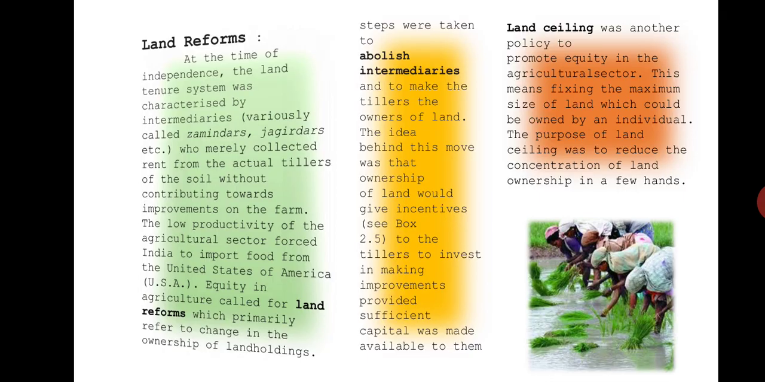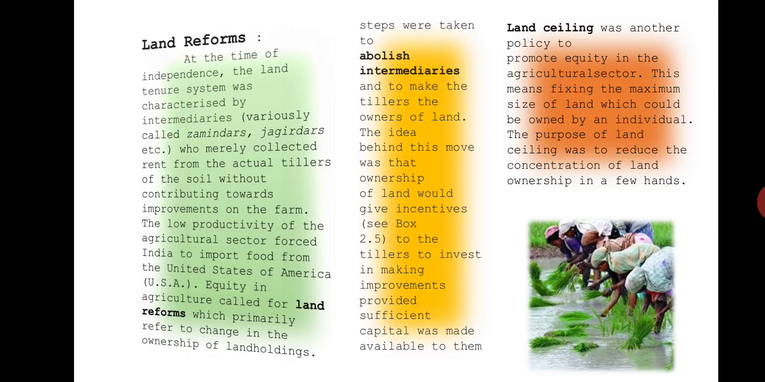In the land reforms program, the government introduced certain steps. First, abolition of intermediaries. The government tried to establish a direct relation between the actual tiller of the soil, the farmer, and the government, and gave ownership rights to the tenant so that they would take initiative to increase output and improve growth in agriculture.